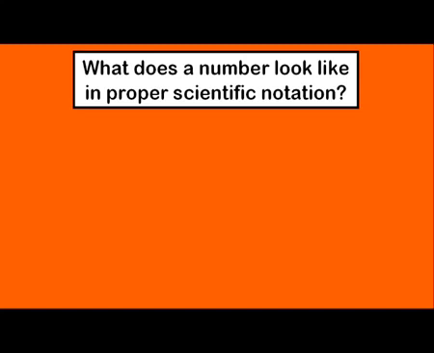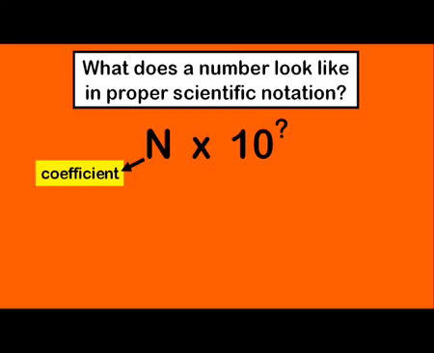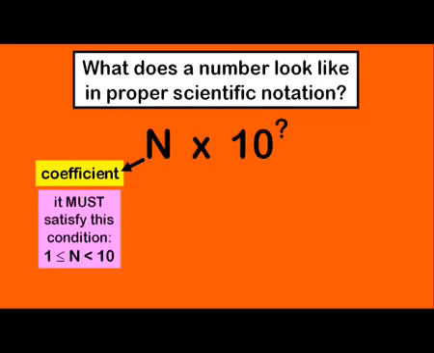So what does a number look like in proper scientific notation? It has a coefficient followed by times 10 to a particular power, an exponent, and this coefficient must satisfy the condition of being greater than or equal to 1 and less than 10. If your coefficient is not satisfying this condition, if it's either too large or too small, then you will not have it properly formatted in scientific notation.